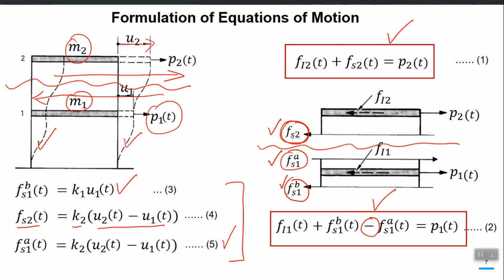So you have to multiply k with the net deformation. But for inertial force, it should be simply multiplied with the absolute acceleration. So Fi2 should be m2 into u2 dot dot. Fi1 should be simply m1 into u1 dot dot, right? So inertial force is not dependent on the relative value of deformation or relative acceleration, it is dependent on absolute acceleration, right?